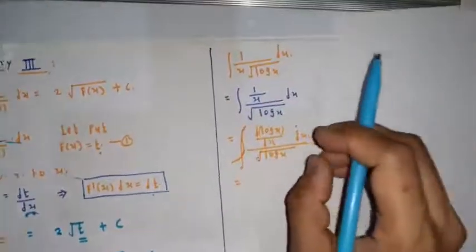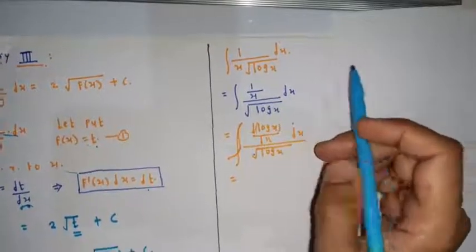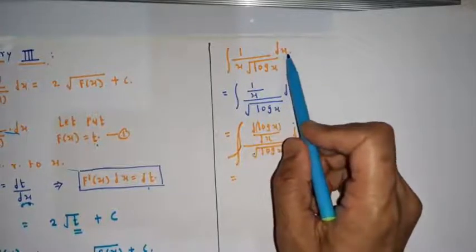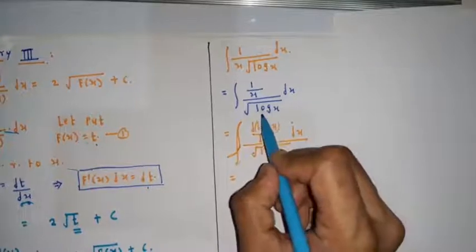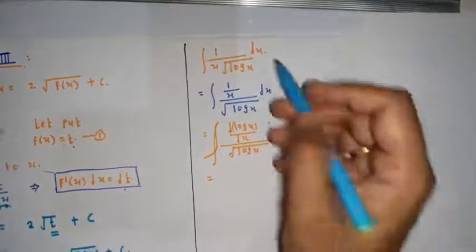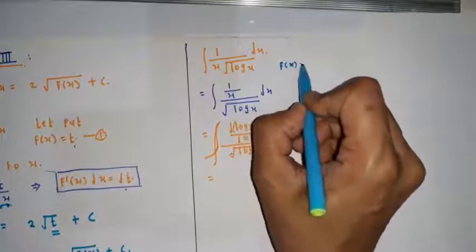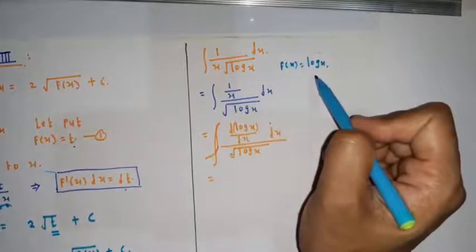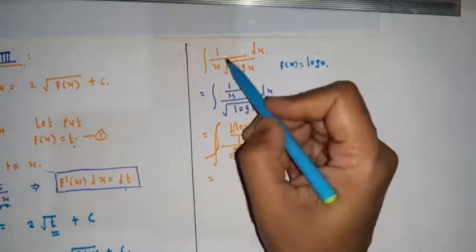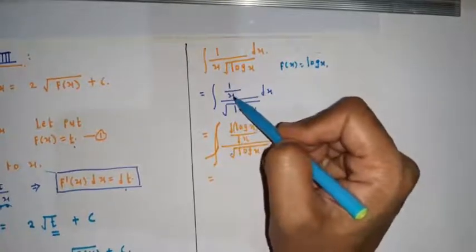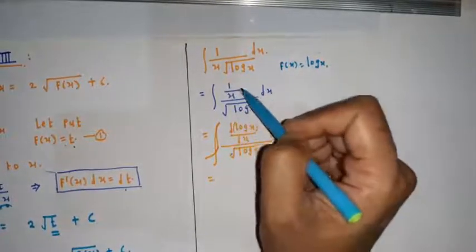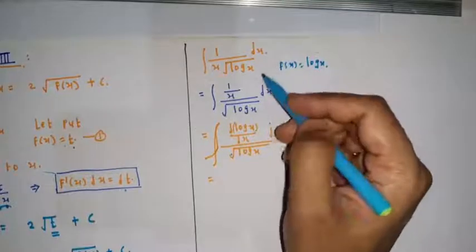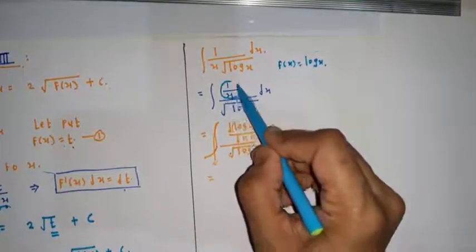Now suppose we have the example: integration of 1 upon x into root of log of x with respect to x. Students, suppose here f of x equals log of x. You know that 1 upon x is the differentiation of log of x. So this we can write as 1 upon x upon square root of log of x, and log of x is f of x.